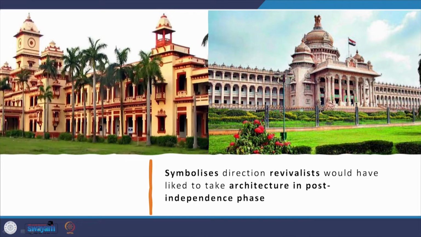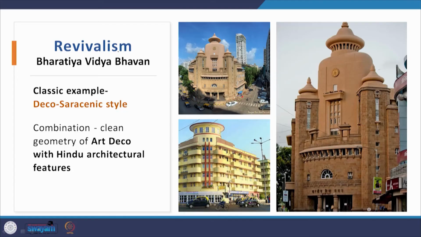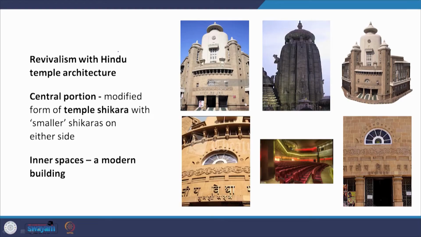So revivalism per se symbolized the direction the revivalists would have liked architecture in the post-independent phase in India to take. We do find revivalism, for example, in the Bharatiya Vidya Bhavan that I had given you a glimpse of last time, but it is more a classic example of Deco-Saracenic. It's another word being coined to define what this building looks like, because it is Deco in the way the building is curved and the way the entire profile is, but the elements that are used there are that of the traditional Hindu temple form, so the word Saracenic. So it's a combination of the clean geometry of Art Deco with Hindu temple architectural features.